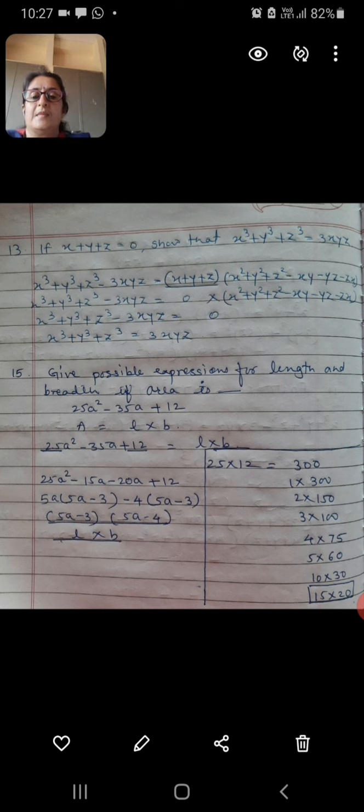So split the middle term that way: 25a square minus 15a minus 20a plus 12. So take a common term, that is 5a. In the bracket you will get 5a minus 3. In the last two terms, if you take minus 4 as common, you will get 5a minus 3 in the second bracket. Take a common bracket 5a minus 3 and the remaining term in the second bracket, that is 5a minus 4. So one is a possible length and the other is breadth. There may be any other option also. So this is one of the possible answers.